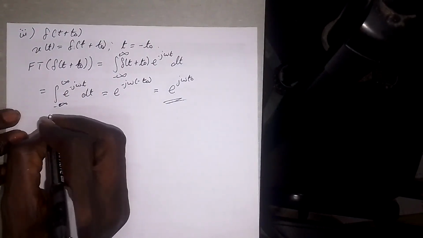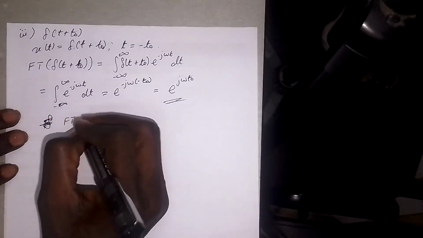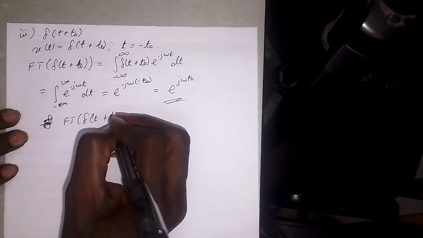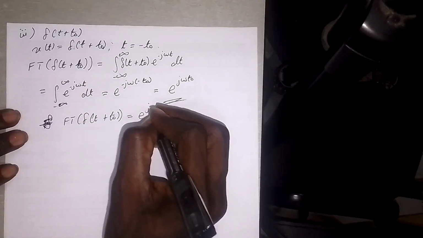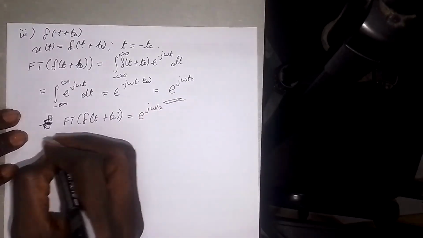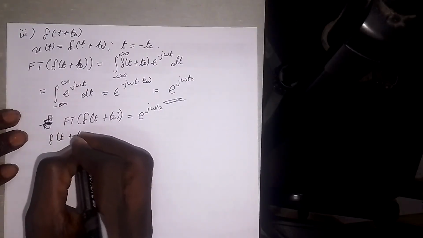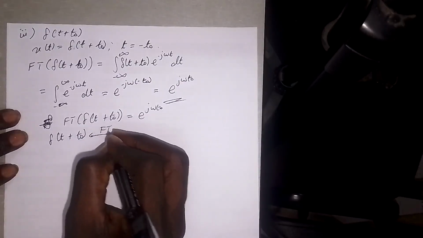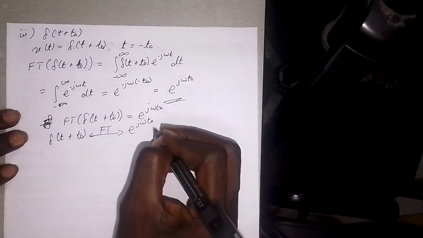Now, the Fourier transform of delta of t plus t naught is going to be e to the power of j omega t naught. Or you can also say that delta of t plus t naught, in terms of the Fourier transform, will give you e to the power of j omega t naught.